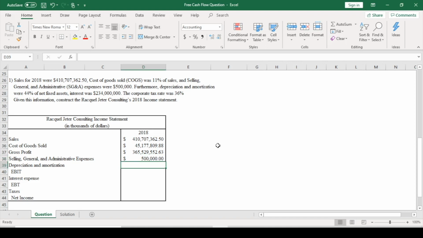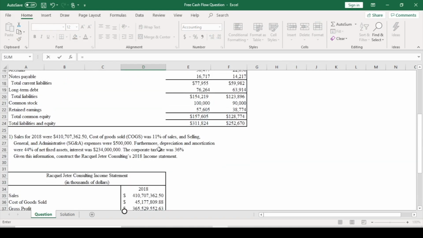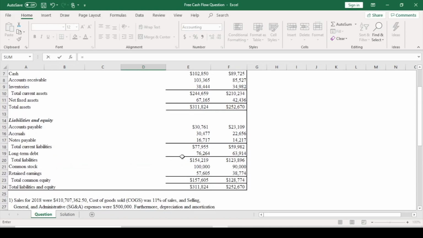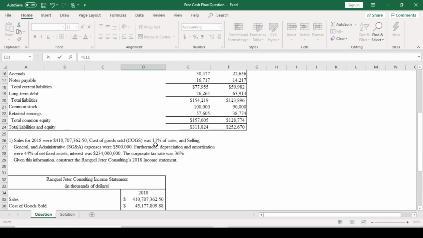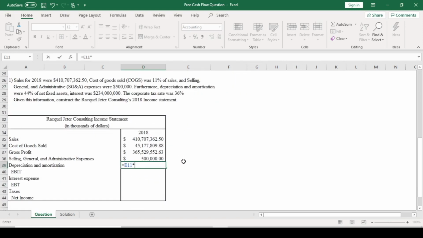Our depreciation and amortization were 44% of net fixed asset. Okay? So you need to find the net fixed asset on the balance sheet. Net fixed asset, you must point out 2018, right? So this will be this one multiplied by 0.44, 44%, right? Enter. So EBIT would be gross profit minus SG&A minus depreciation and amortization.